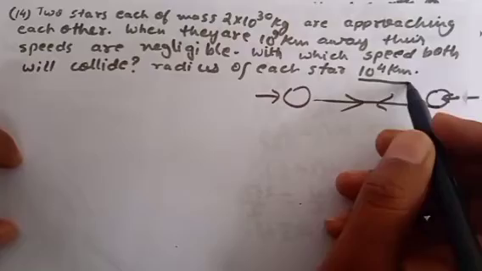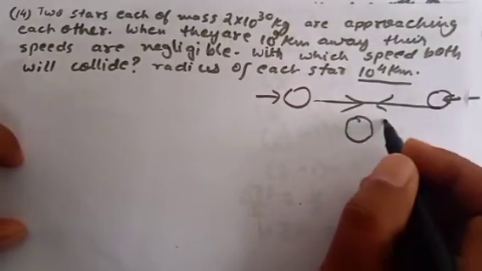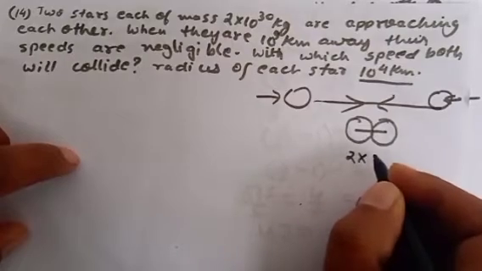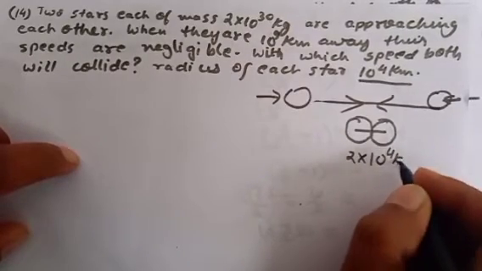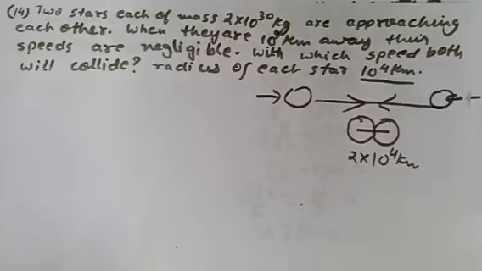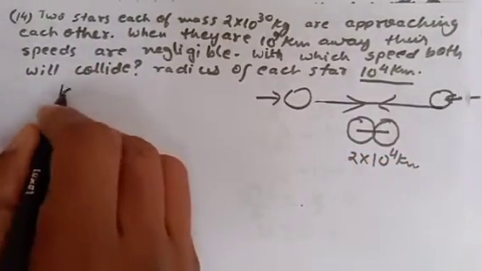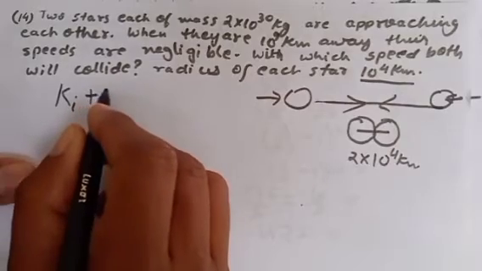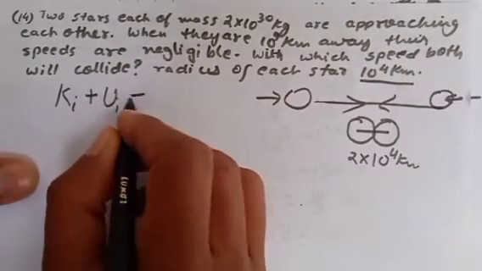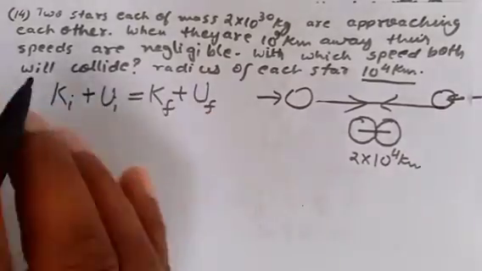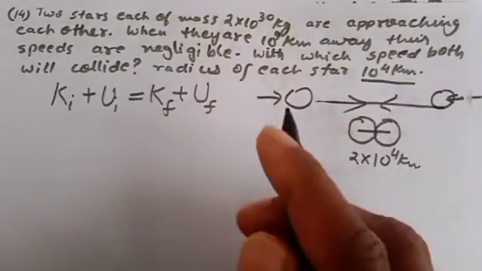The radius of each star is this. So when they collide, the distance between their centers will be 2 into 10 to the power 4 kilometer. So the main scenario in this question is: kinetic energy initial plus potential energy initial is equal to kinetic energy final plus potential energy final. And that's the total kinetic energy, meaning the kinetic energy of this plus that.